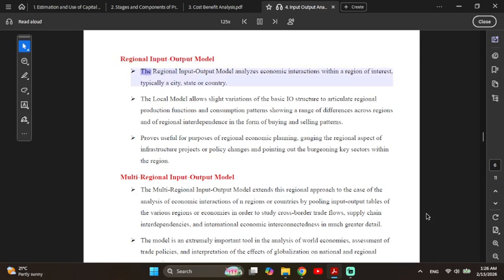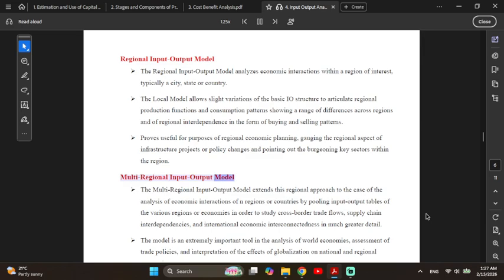Regional input-output model. The regional input-output model analyzes economic interactions within a region of interest, typically a city, state, or country. The regional model allows slight variations of the basic IO structure to articulate regional production functions and consumption patterns, showing a range of differences across regions and of regional interdependence in the form of buying and selling patterns. It proves useful for regional economic planning, gauging the regional aspect of infrastructure projects or policy changes, and pointing out the burgeoning key sectors within the region.